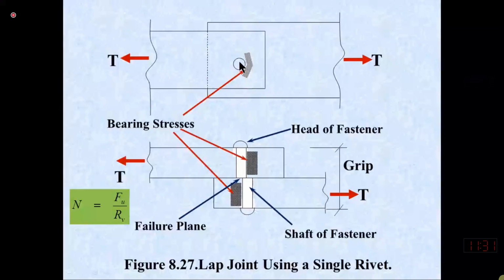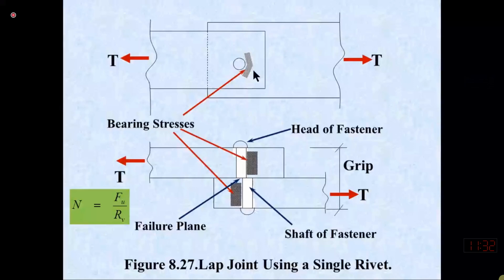Then we may have another type of failure, which is called the shear failure in the bolt. So this force and this force are the same. These are tensile forces with reference to this plate, but with reference to the cross-section area of the bolt, they are causing shear stress on this rivet. So if the shear stresses at the cross-section of the rivet are more than the shear strength of this rivet or bolt, then the rupture, the shear failure, will occur.